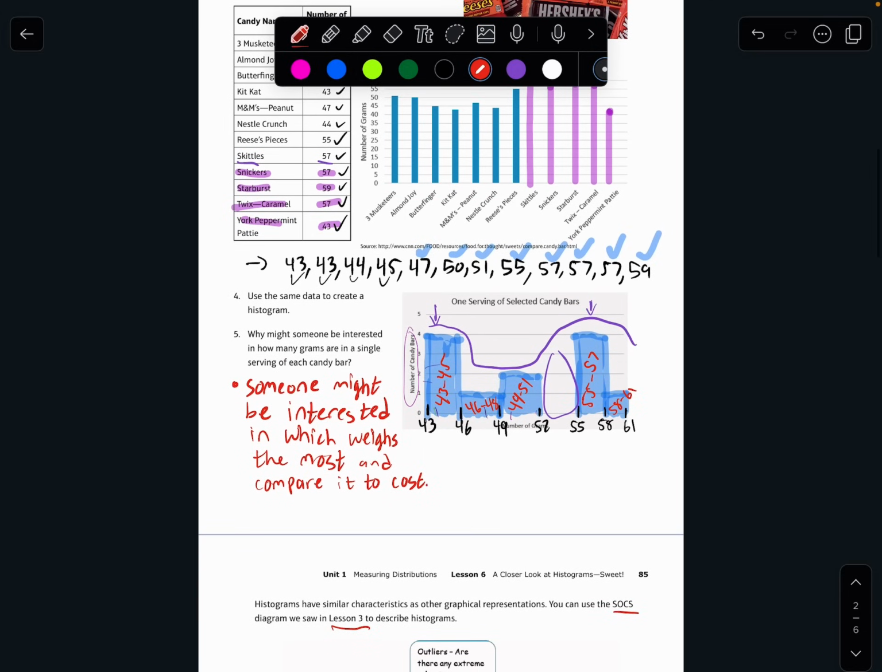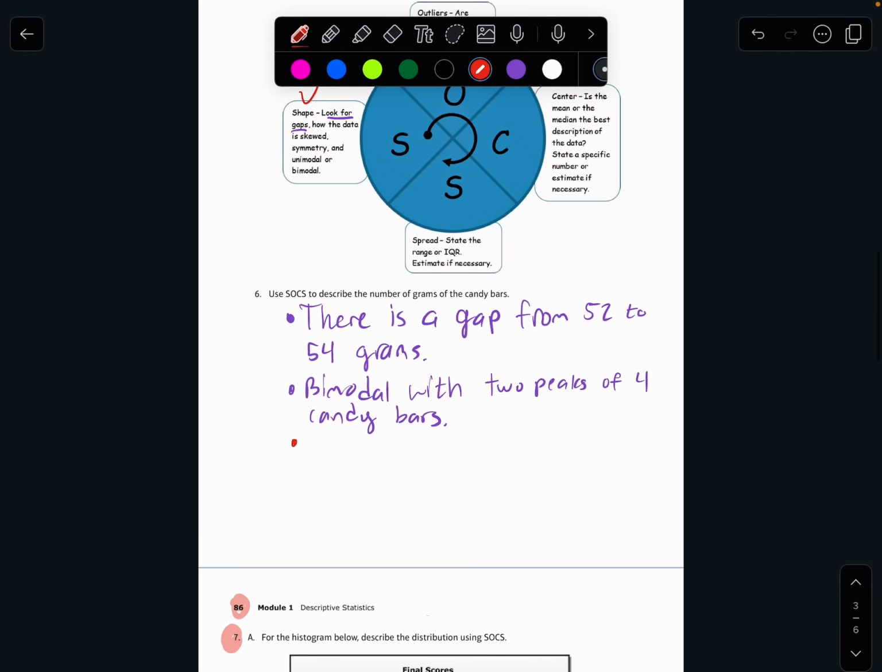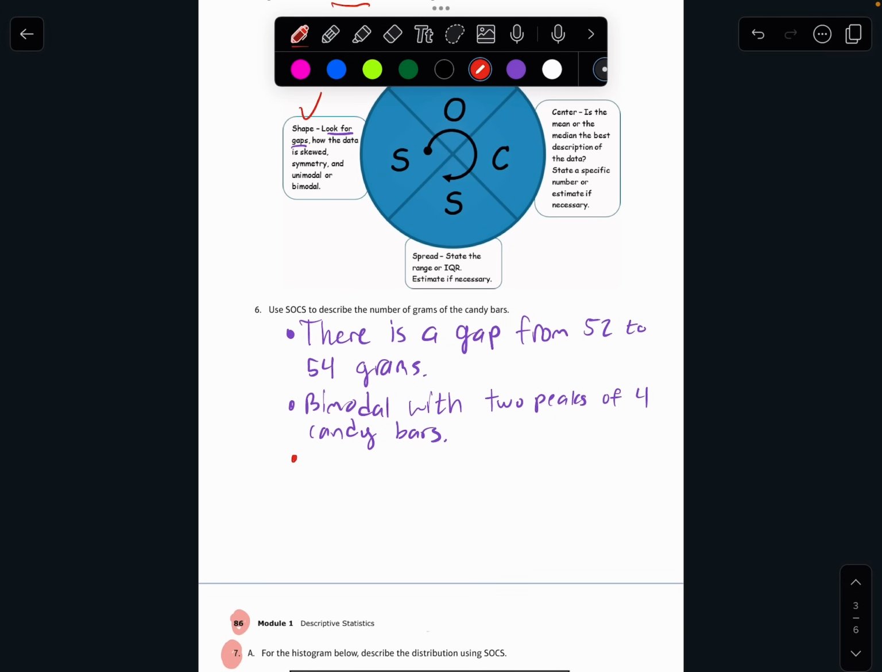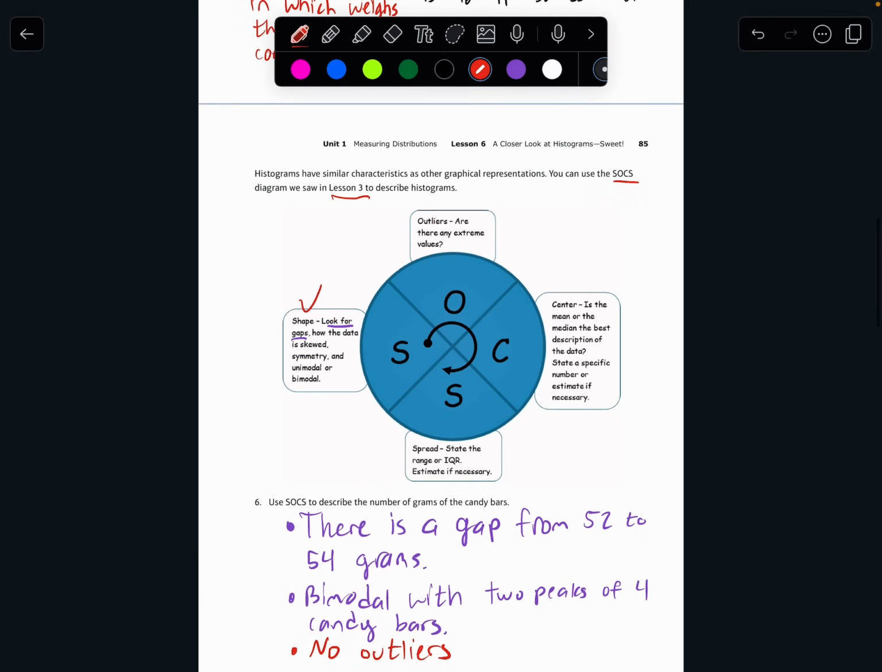Outliers. Personally, to me, I don't see any outliers, so I'm just going to say no outliers. So we're done with outliers.